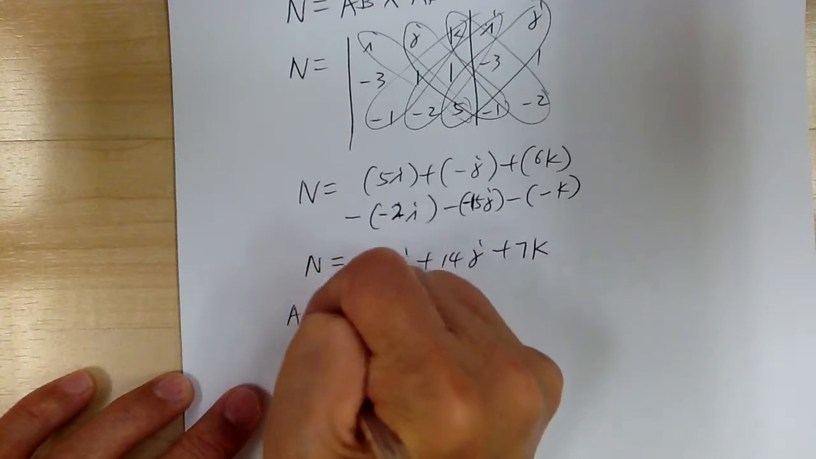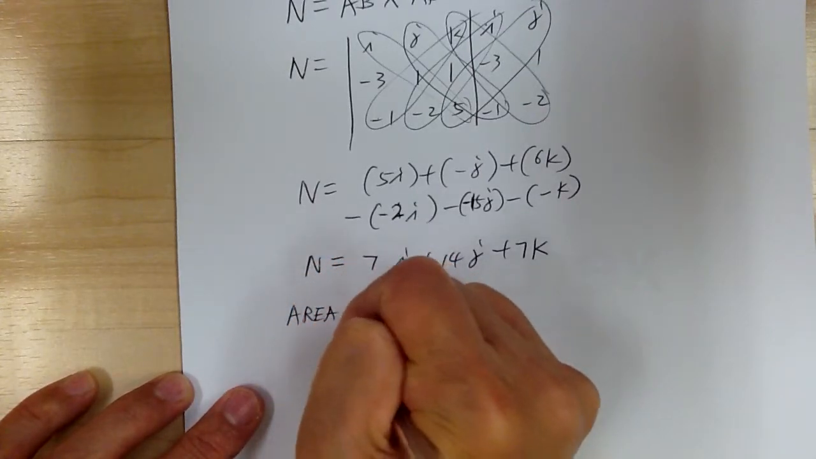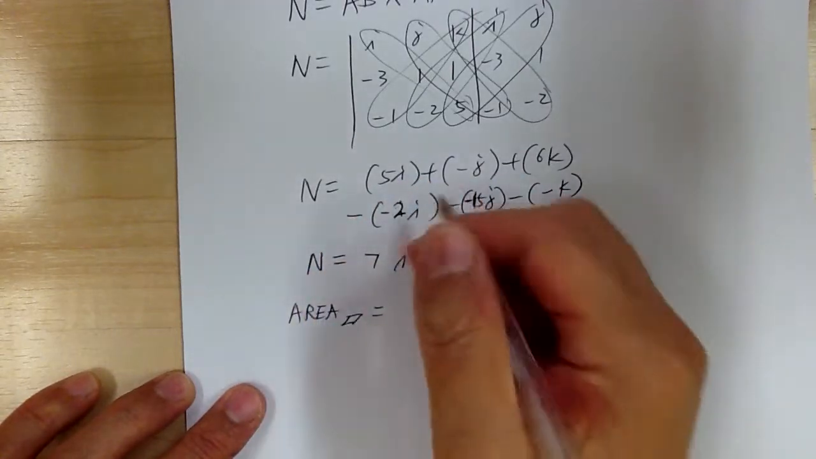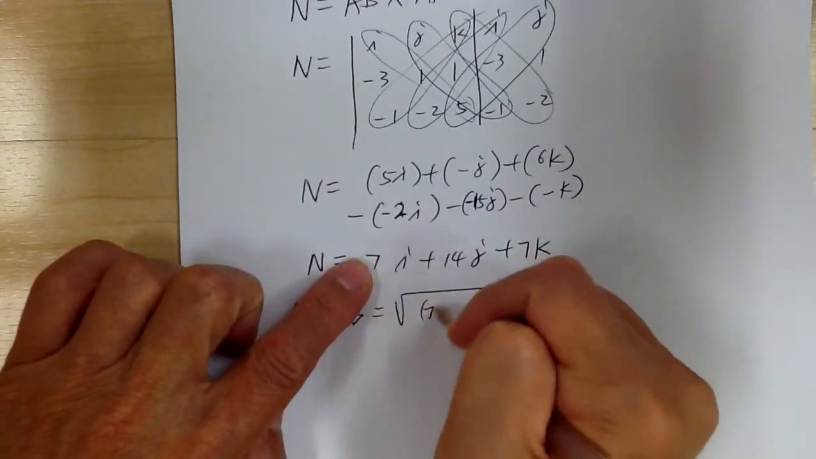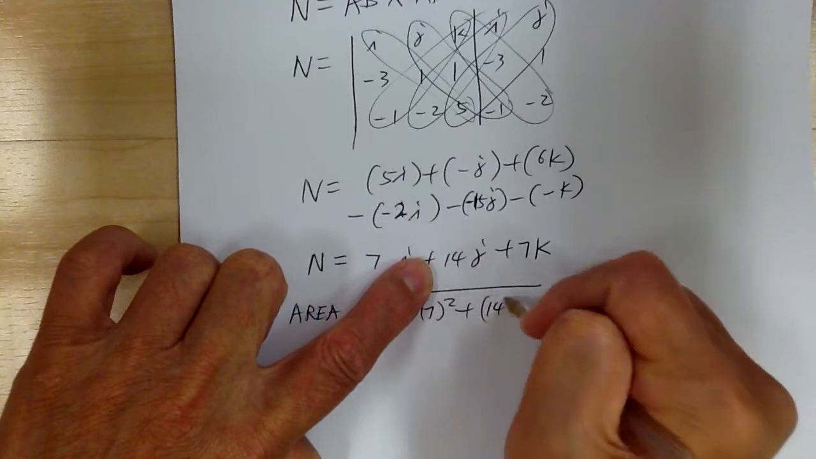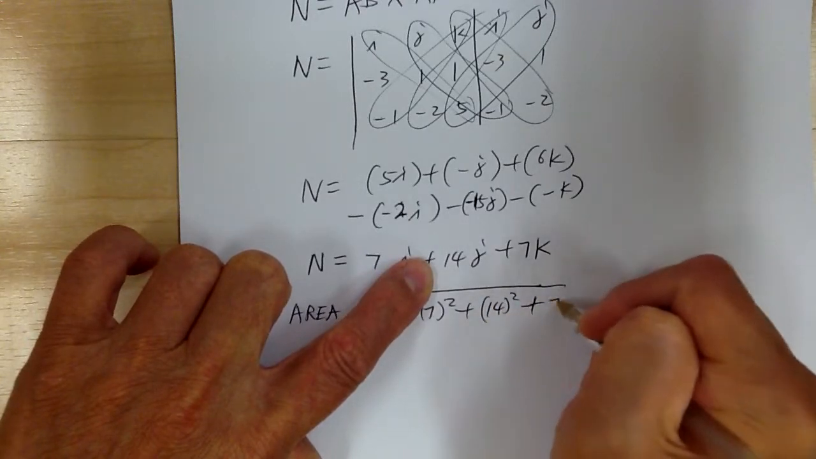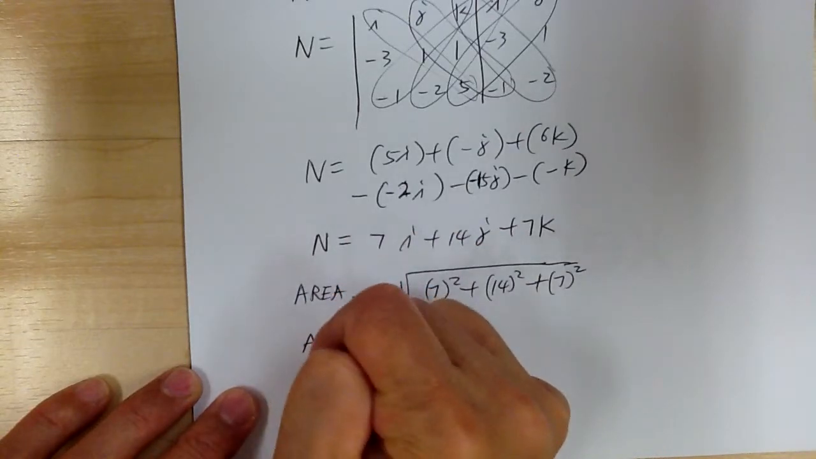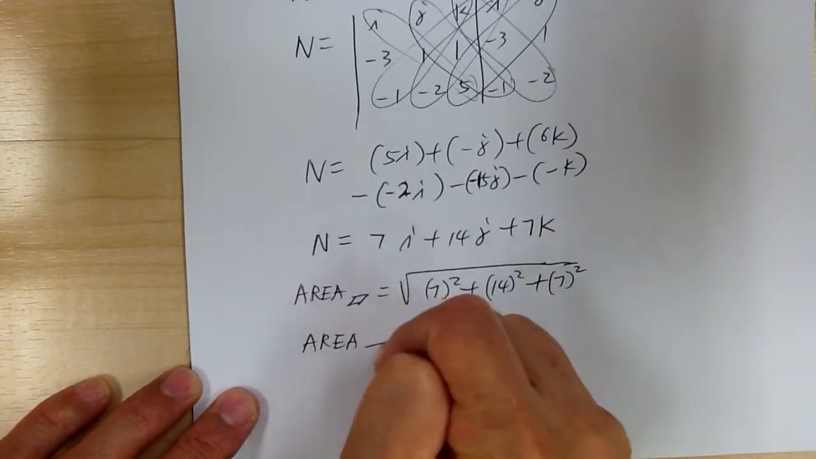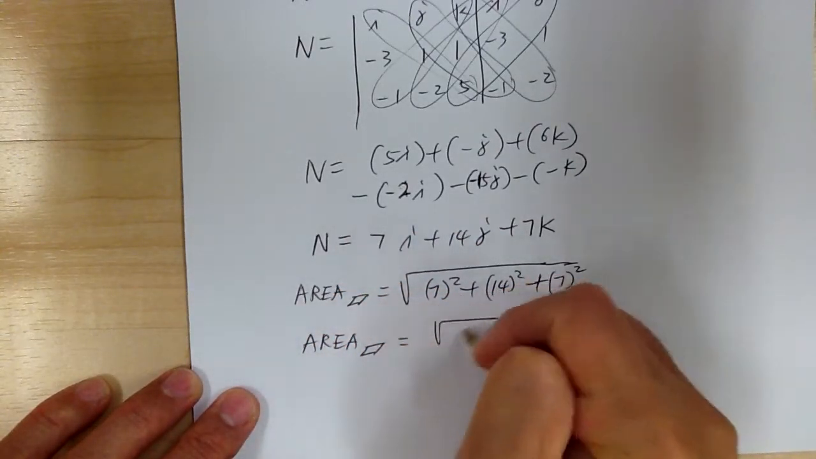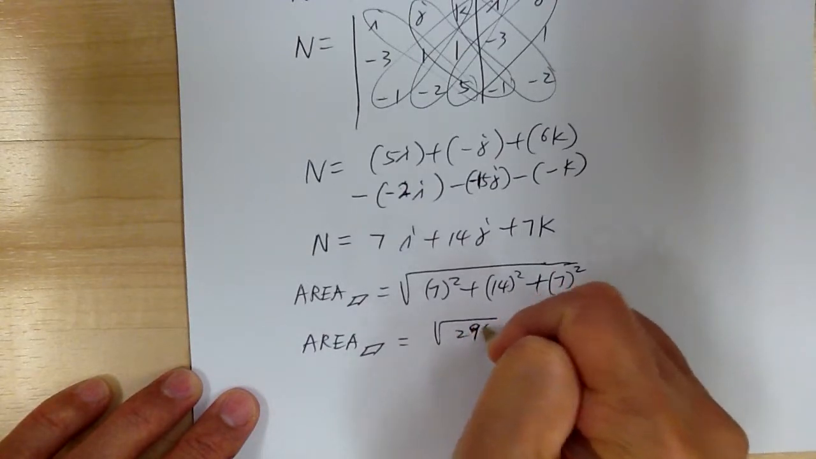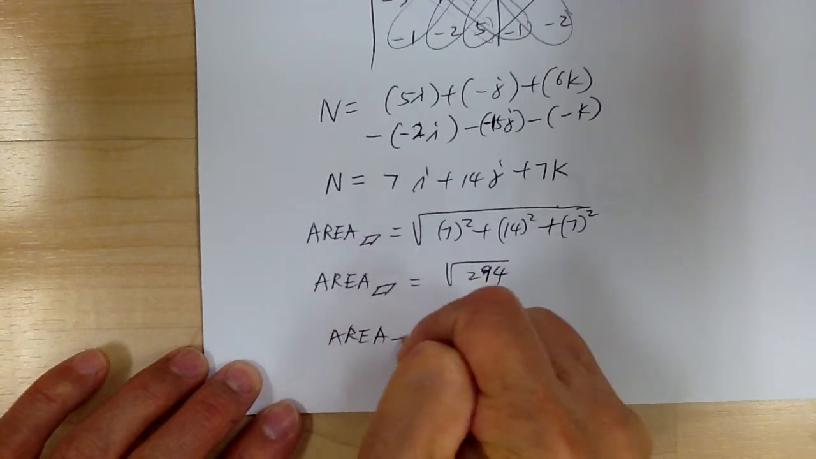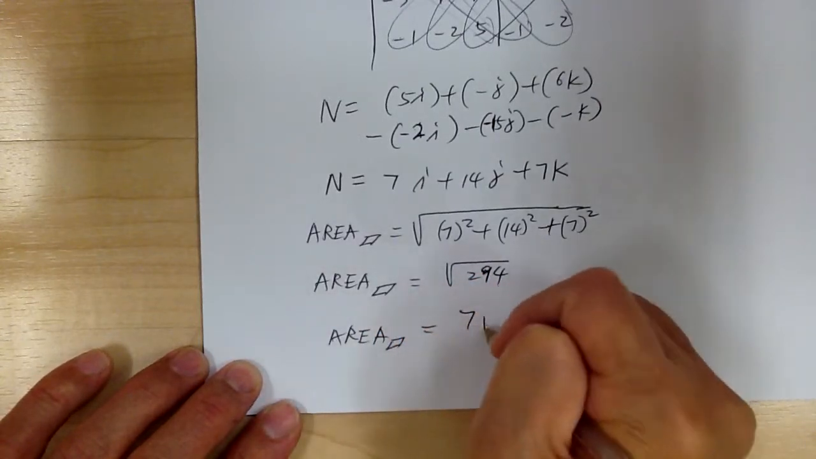So the area of this parallelogram will equal the length of that. So it would be the square root of 7 squared plus 14 squared plus 7 squared. So the area of the parallelogram equals the square root of 294. If you simplify a little bit, it will equal 7 square root of 6.